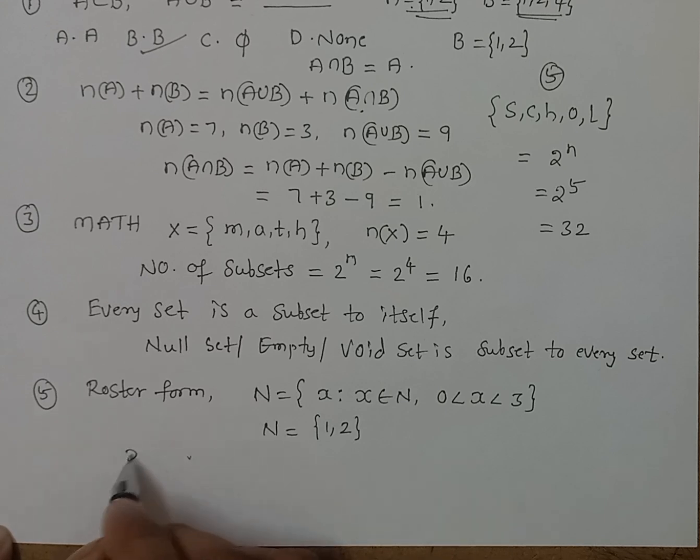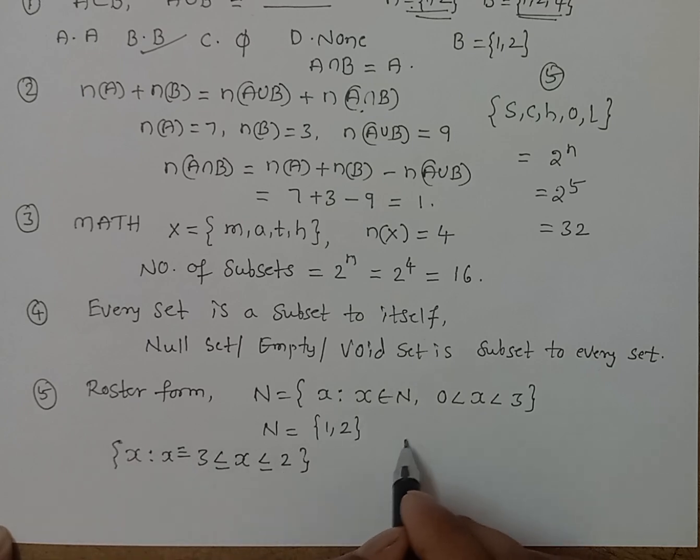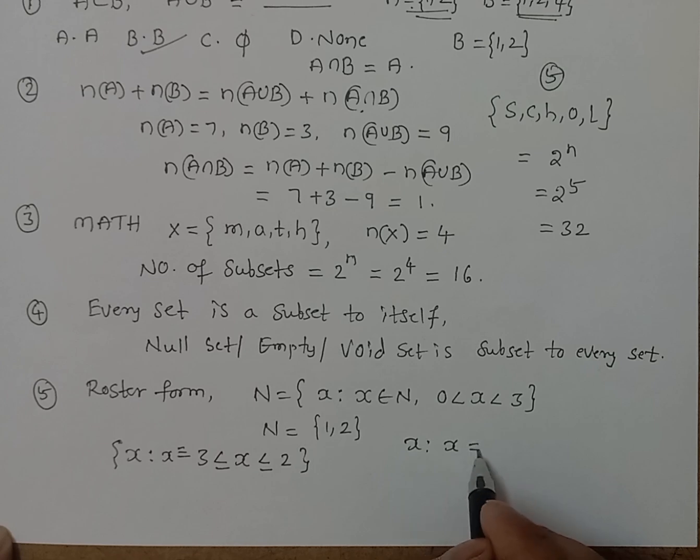Let me consider one more example to understand clearly. I'm taking x such that minus 3 is less than or equal to x, and x is less than or equal to 2. I am writing it once again here: x such that x is equal to minus 3 less than or equal to x less than or equal to 2.